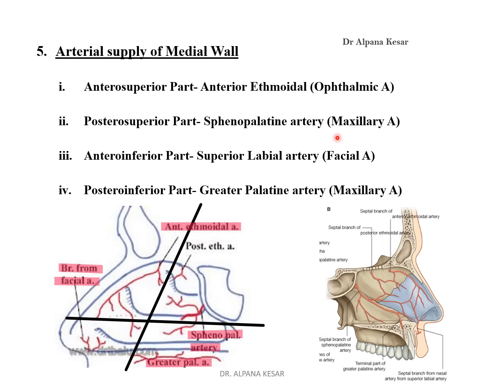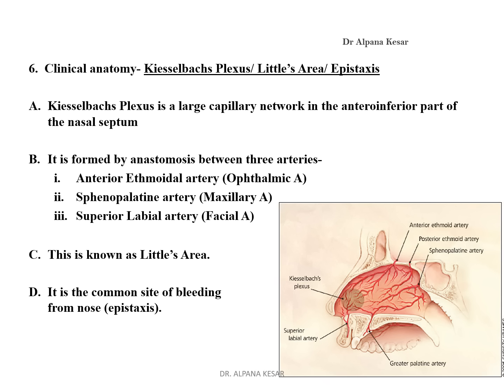The maxillary artery and the facial arteries, which supply blood to the nasal septum, are branches of the external carotid artery, while the ophthalmic artery, which supplies the anterosuperior part through its anterior ethmoidal branch, is a branch of the internal carotid artery. Kiesselbach's plexus, Little's area, or epistaxis.